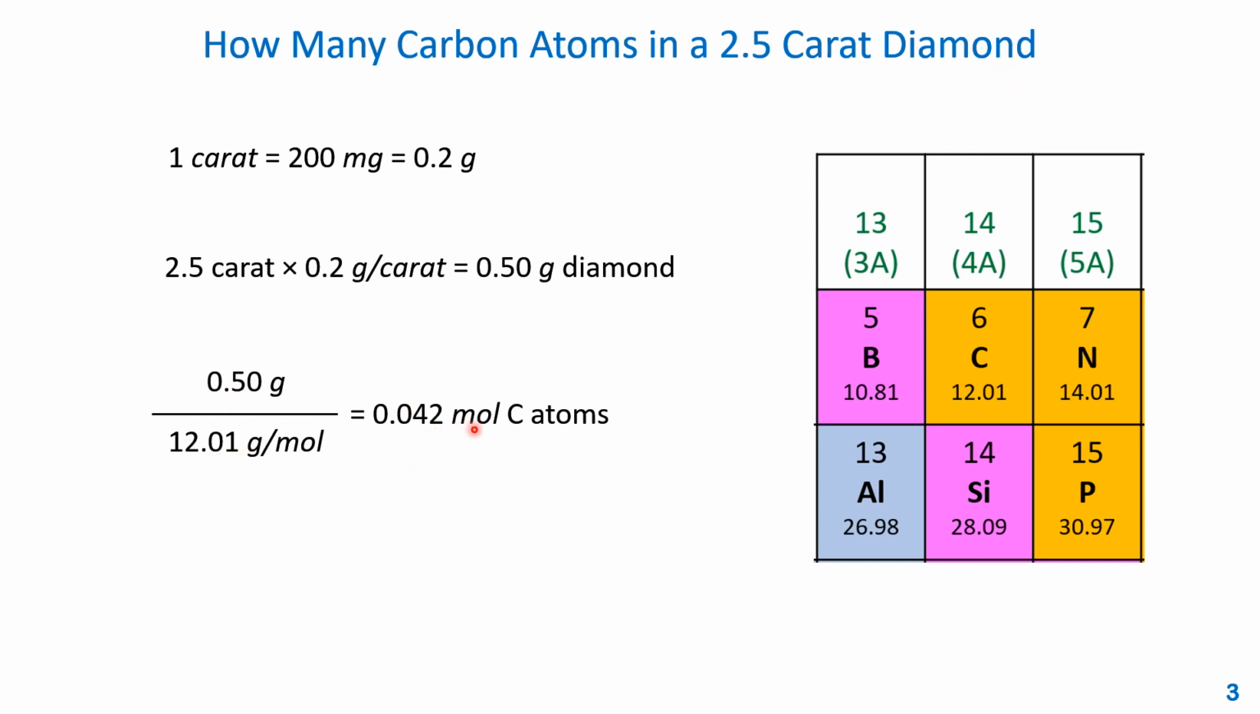It's 0.042 mole. Now, when we have this number of moles, we can multiply it by Avogadro's number. Then you can calculate the number of carbon atoms. That's 2.5 times 10 to the 22. That's a huge number. Okay.